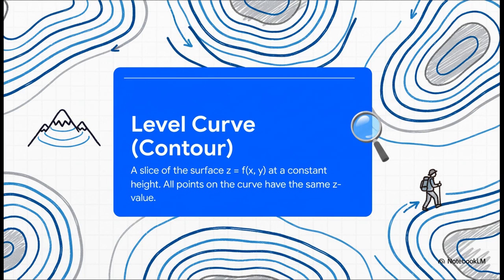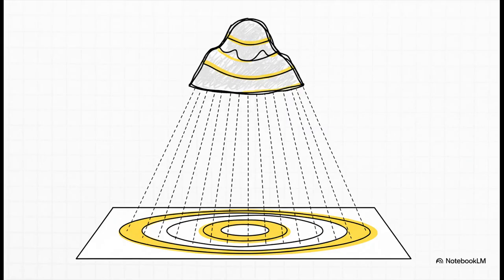And here's the most important thing to remember. Every single point along that one curve is at the exact same height. So if you were hiking along a level curve, you wouldn't be going uphill or downhill at all. And for the final step, we take all those slices from all the different heights and we imagine looking straight down from above and tracing their shapes onto our flat map on the table. And just like that, you've made a contour map.